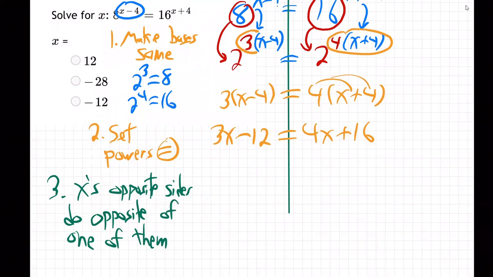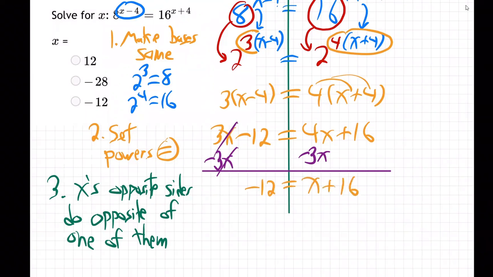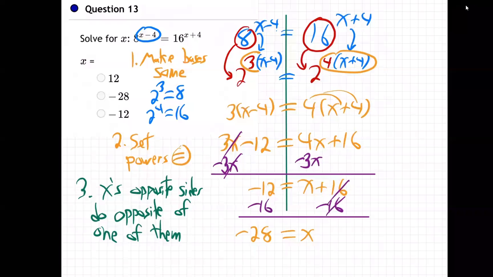So I'm going to come in here and go minus 3x, like that. Boom, boom. And then finish getting x alone. Subtract 16 from both. Boom, boom. X is minus 28. There we go.